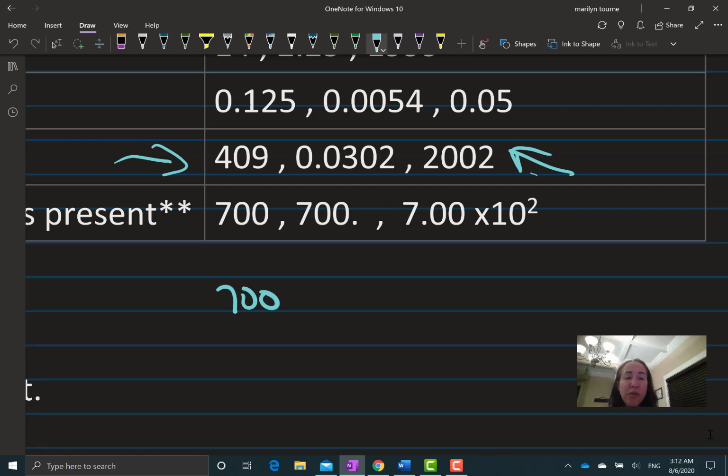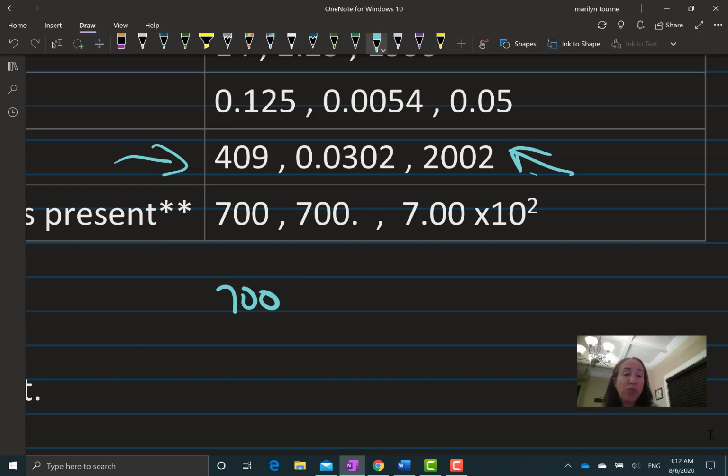Look at the second number. The second number is the same number, right? It's 700. The first number is 700, and the second number is 700. So I know what most of you are thinking. What the heck is the difference if I put a decimal place? We'll get to that later. But first, I want you to tell me how many sig figs you think are in this number. And I hope you said 3.